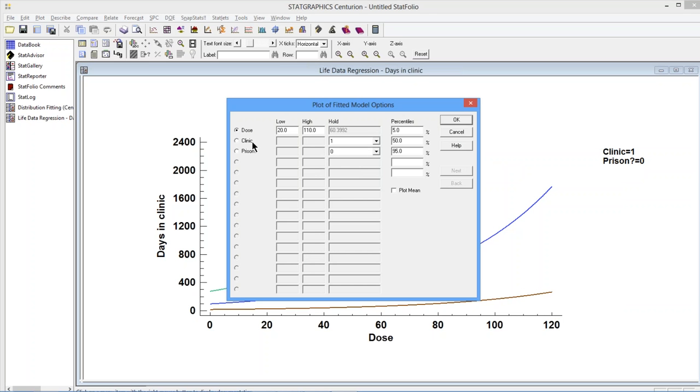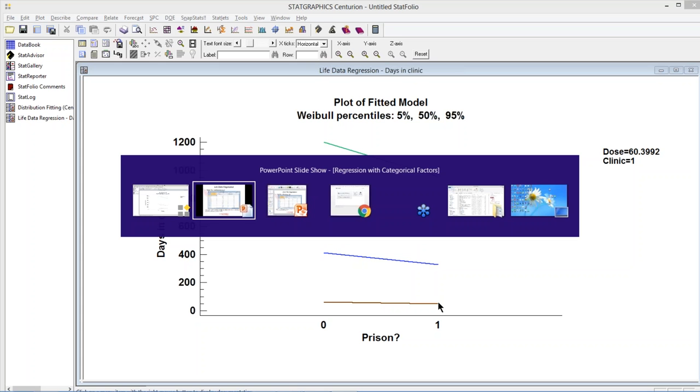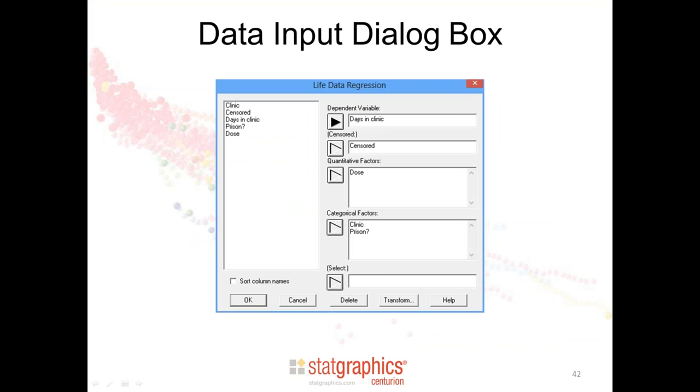Also, if I switch over and show you prison, I believe that's the interesting one. You can see that there's a slight effect of the prison. If you had been in prison before, it turns out that the expected days in the clinic is a little smaller than if you had not been to prison. Okay, well, those are the different examples I wanted to show you today of doing regression analysis with categorical factors.